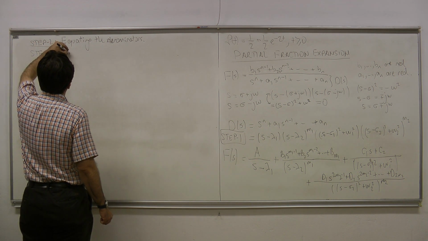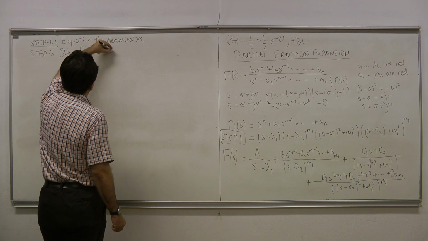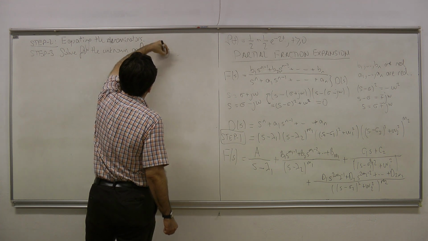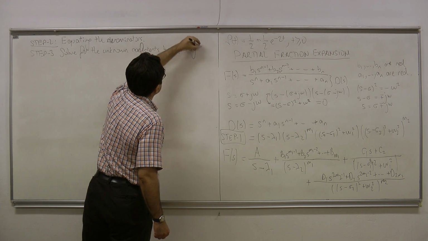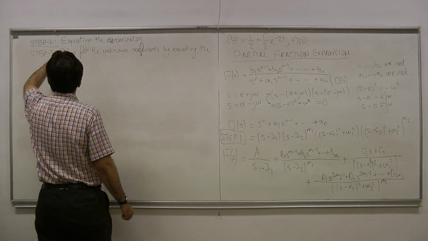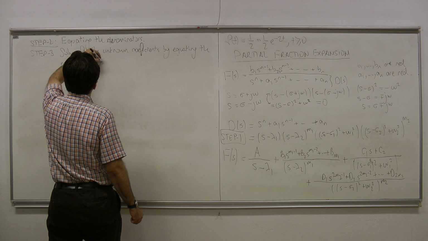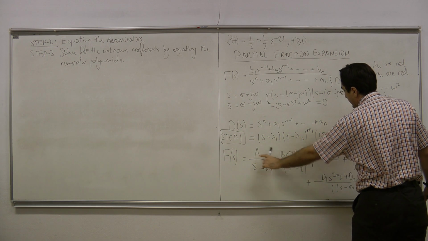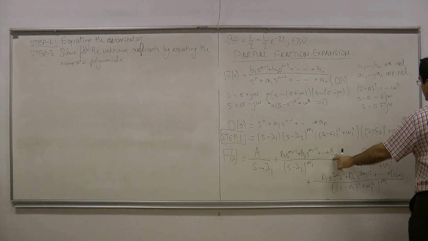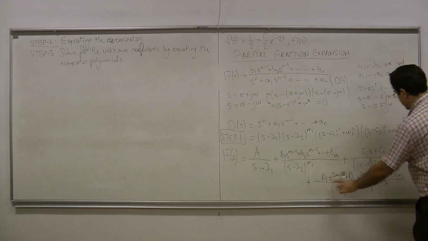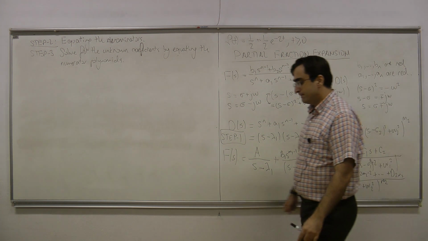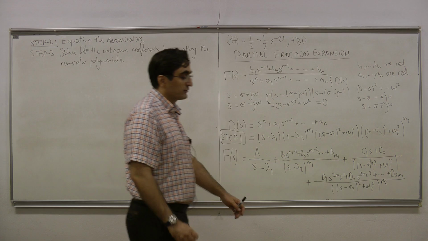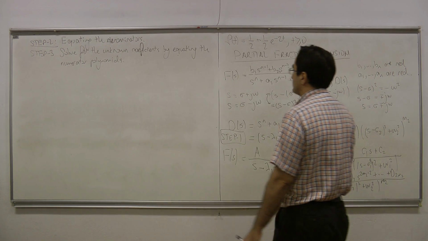Step 3, solve for the unknown coefficients by equating the numerator polynomials. We are going to solve for the unknown coefficients A, B1, B2 going until B_m1, C1, C2, and D1 to D_m2. Okay? And that is going to make us complete the partial fraction expansion. So this is how we do partial fraction expansion.